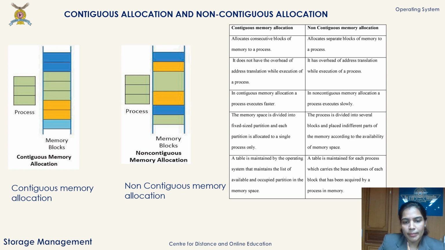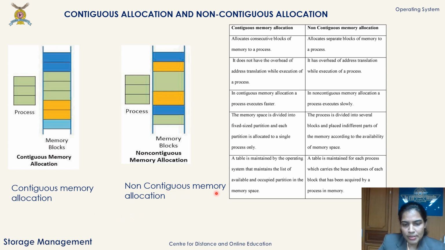Let us see how the memory can be allocated. Memory is a large array of bytes, where each byte has its own address. Now memory allocation can be contiguous or non-contiguous. In contiguous memory allocation, it will assign consecutive blocks of memory to the process. As you can see here, we have 2 blue blocks, 3 green blocks, then 2 yellow blocks. So continuous memory is allocated in the contiguous memory allocation method.